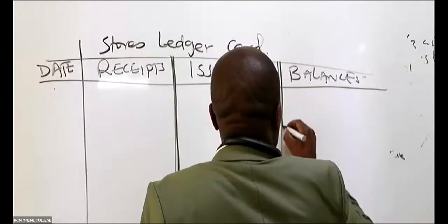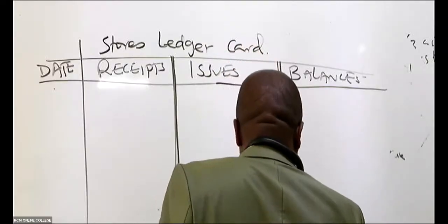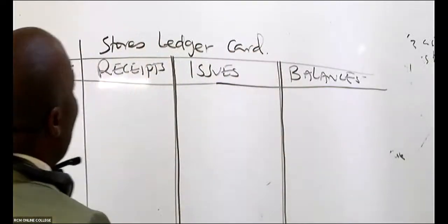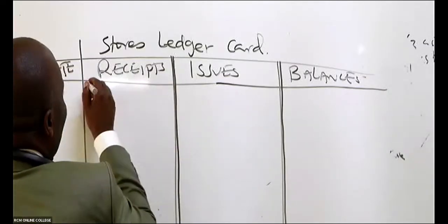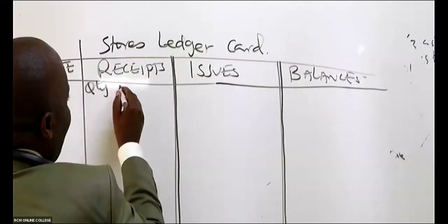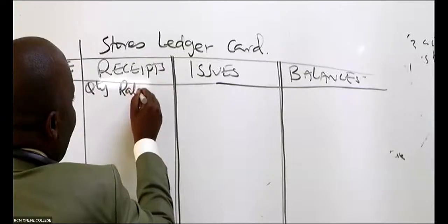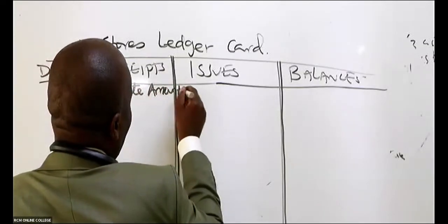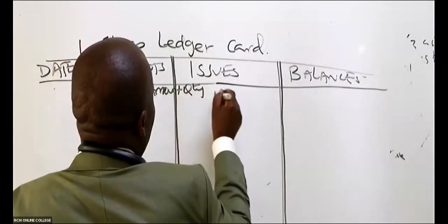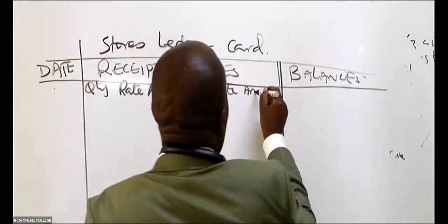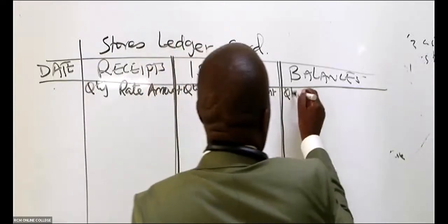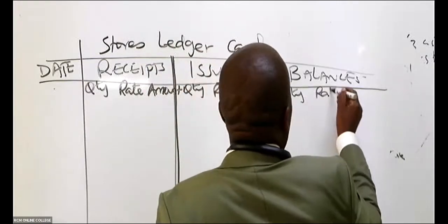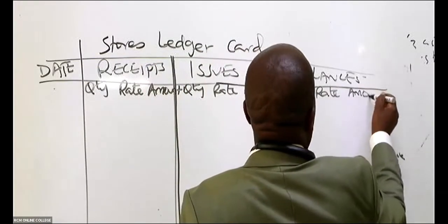That's how a real store ledger card looks. For each of receipts, issues, and balances, you have quantity, then rate, and then total amount. So we have quantity, rate, and amount.